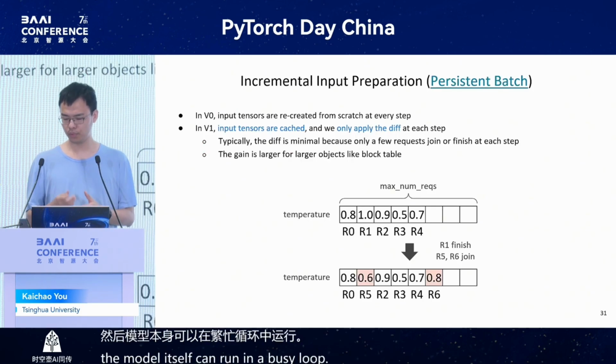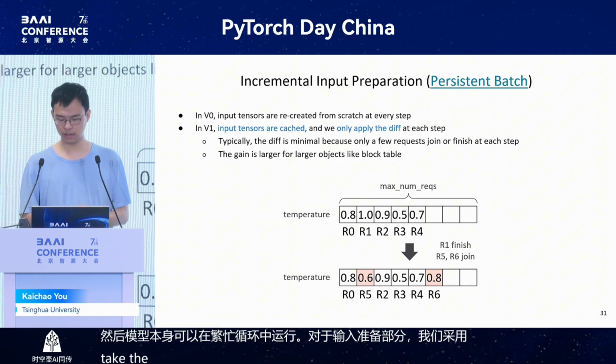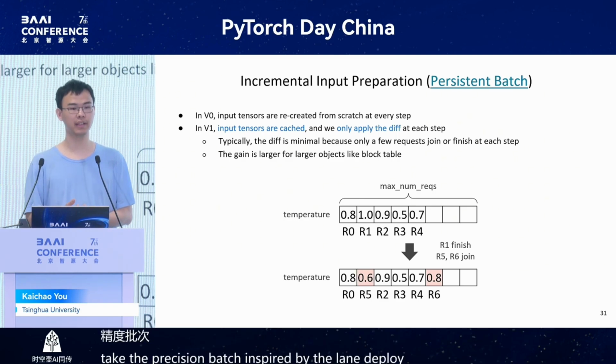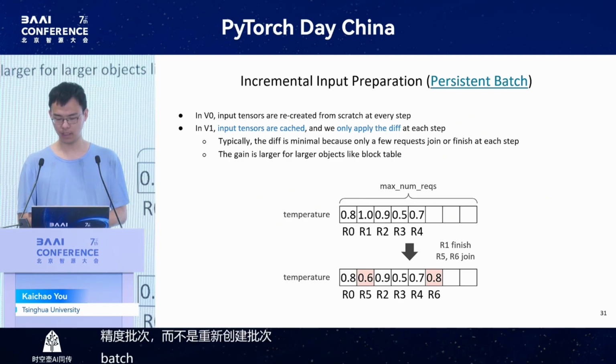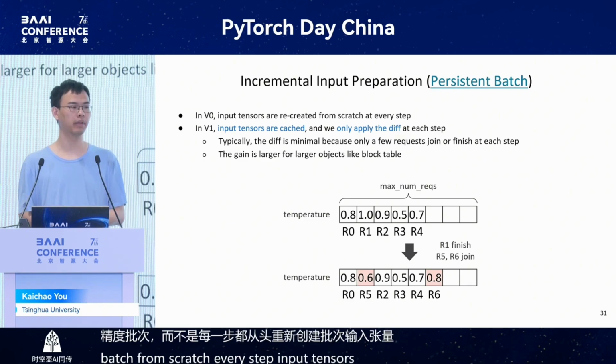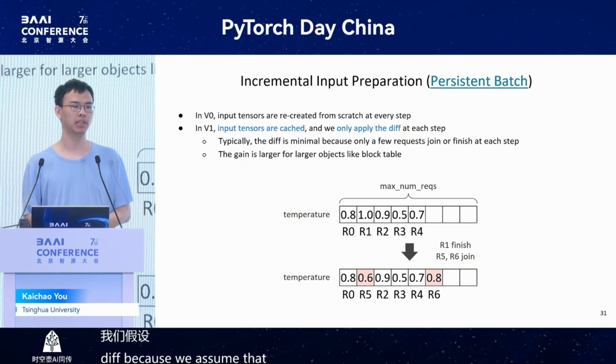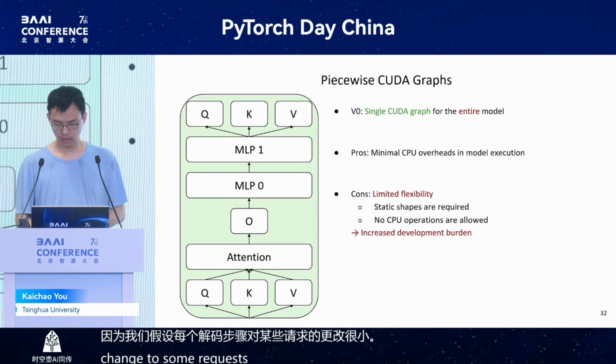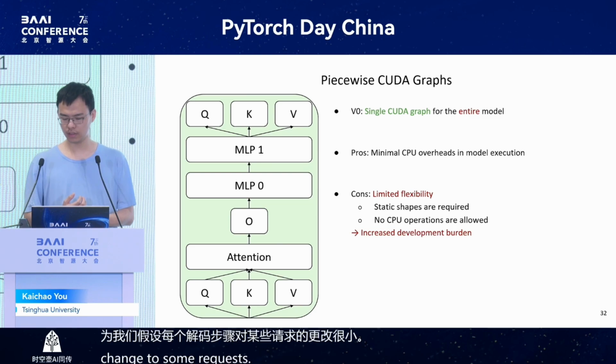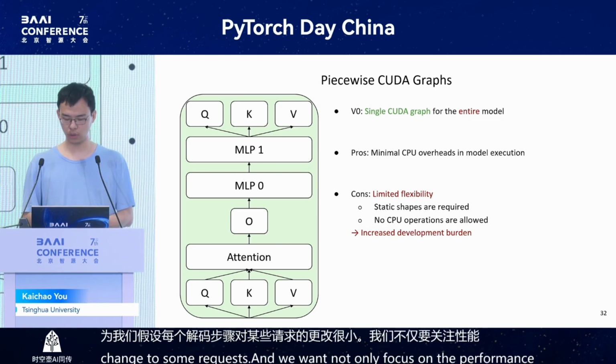And for the input preparation part, we take the persistent batch inspired by the LMDeploy. Instead of recreating the batch from scratch every step, input tensors are cached and we only apply the diff, because we assume that at every decoding step, there's only a minimal change to some requests. And we want to focus not only on performance, but also on code simplicity.